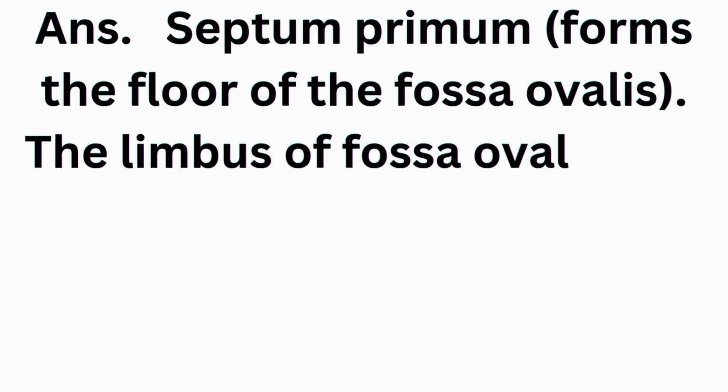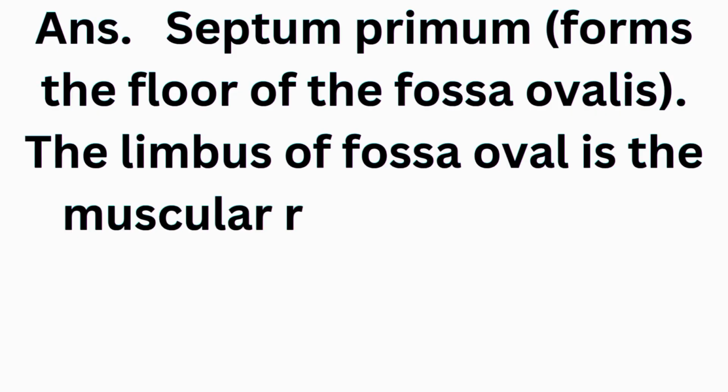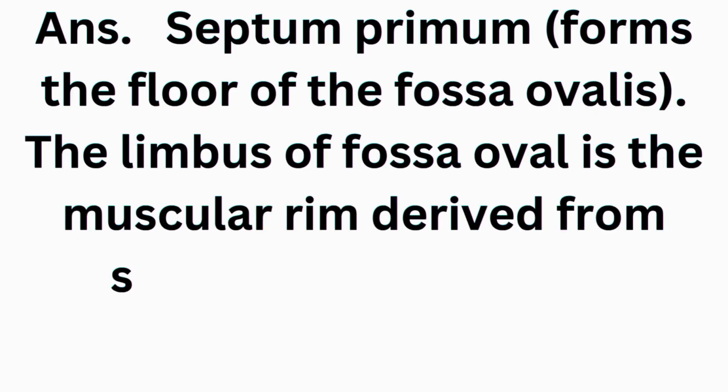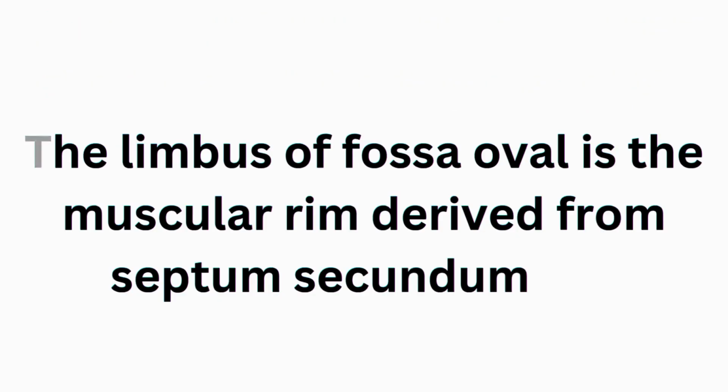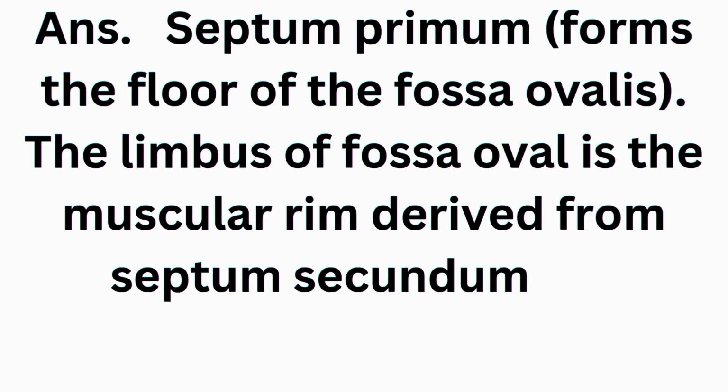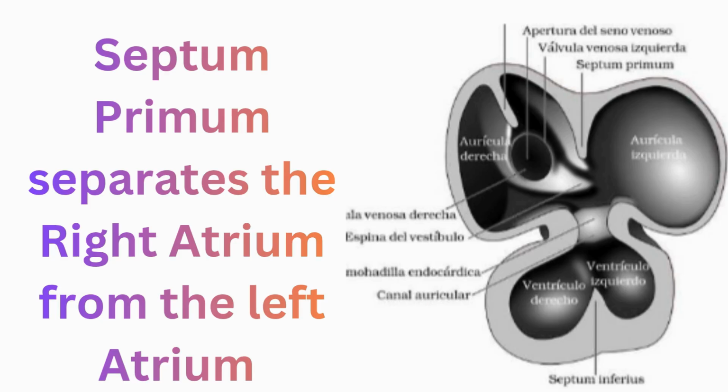The limbus of the fossa ovalis is the muscular rim derived from the septum secundum. So, during embryologic development, the septum primum separates the right atrium from the left atrium. And during a transseptal puncture, you pop through the septum primum, which is the thin membrane, not the thick limbus.